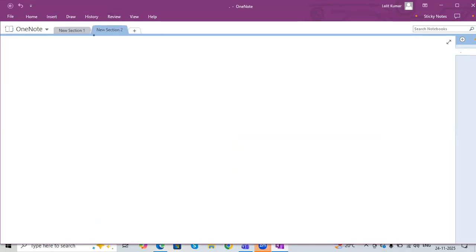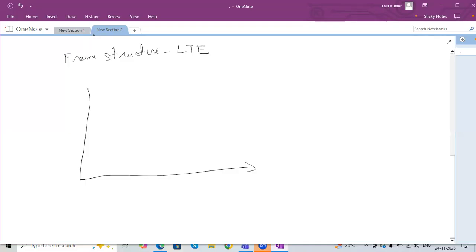So we'll see that frame structure. Frame structure LTE. Frame structure means how the resources are allocated to UEs. Let us say this is time domain. This is frequency domain.